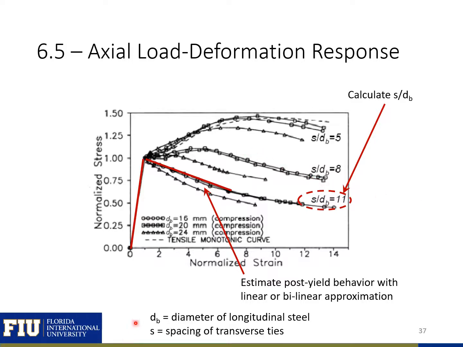And note on this curve, we have the strain is normalized. So normalized by our yield strain and our yield stress. So 1 here and 1 here would be our yield stress and our yield strain.